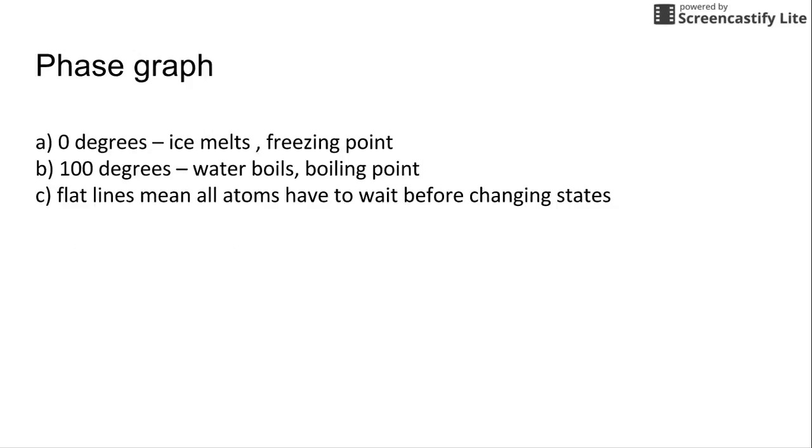If you're thinking about water, at 0 degrees, we have ice melting, and this is called the freezing point. At 100 degrees, water boils, and this is what we call the boiling point. Flat lines on a graph mean that all the atoms have to wait before changing states. So you're in a transition from one to the next.